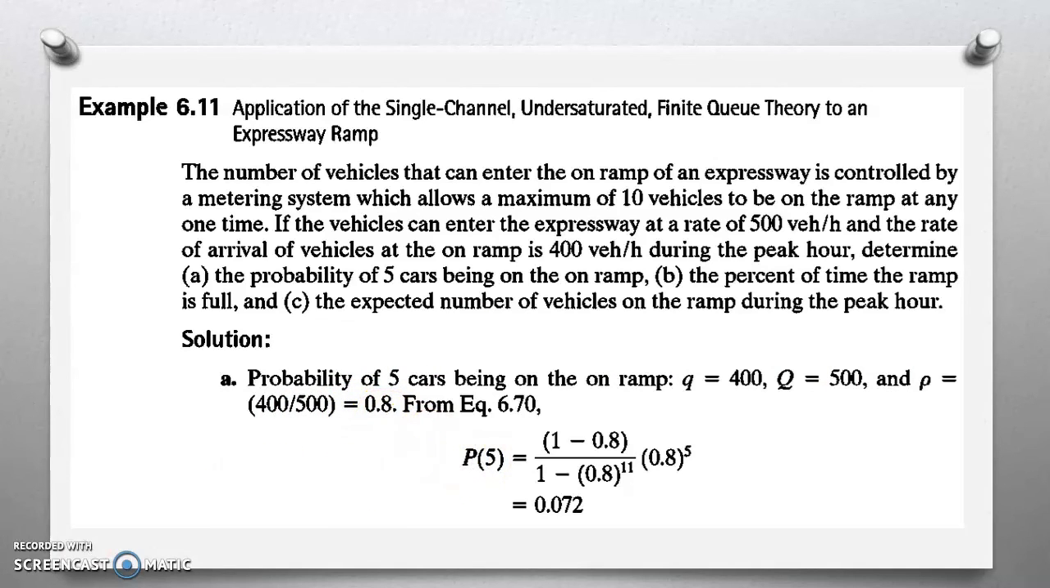Using the formula, probability of n units is equal to 1 minus probability over 1 minus probability to the power of n, which is the number of vehicles, 10 plus 1, multiplied by probability to the power of n units. Therefore, the probability of 5 cars being on the ramp is equal to 0.072.